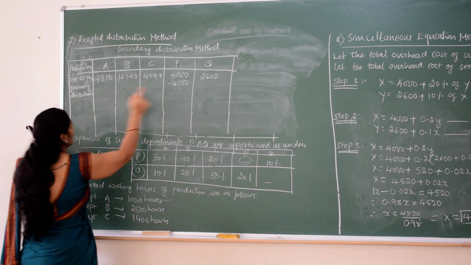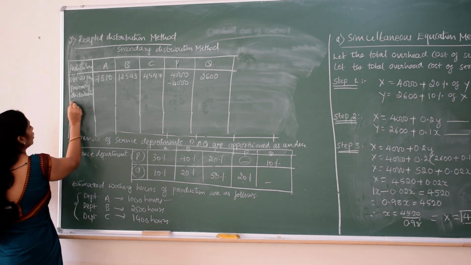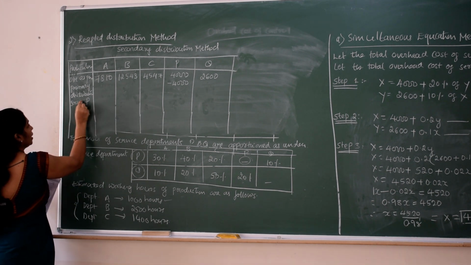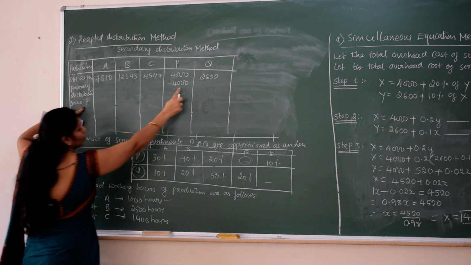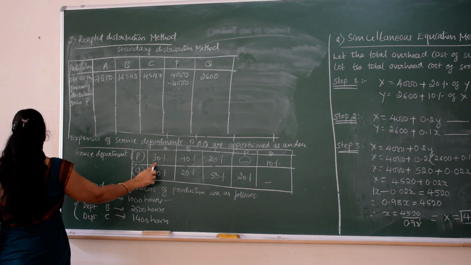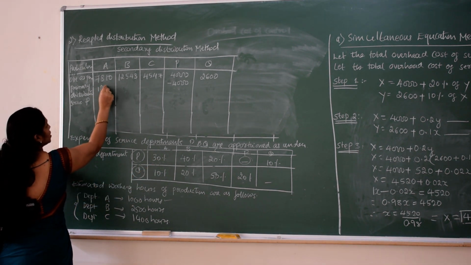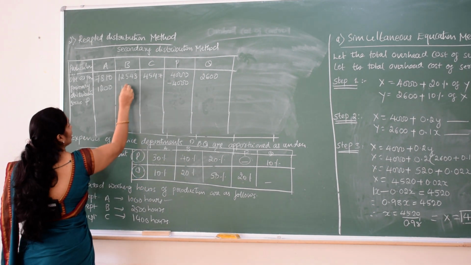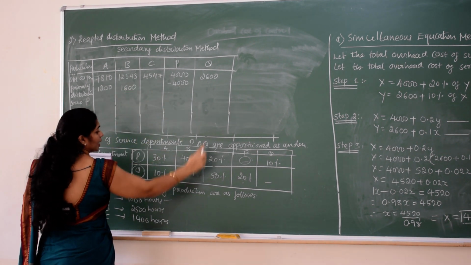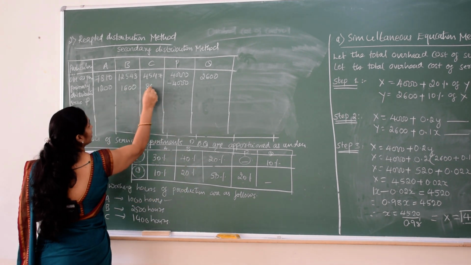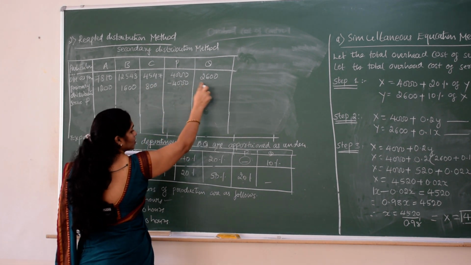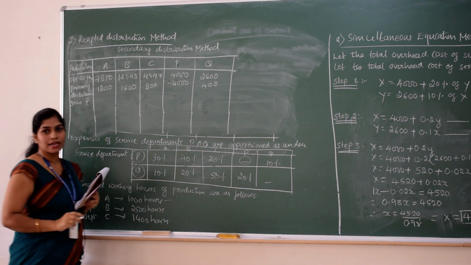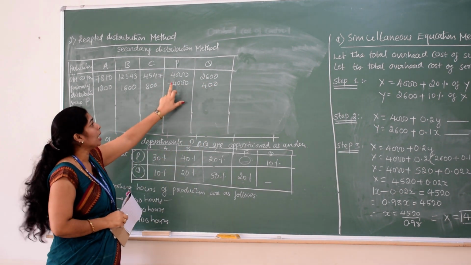You have to take the ratios or percentages. So 4,000 into 30% for service department P, it comes to 1,200. Then 4,000 into 40%, 1,600. 4,000 into 20%, 800. And 4,000 into Q's 10%, 400. Is it clear? So now the value of service department P is nil.